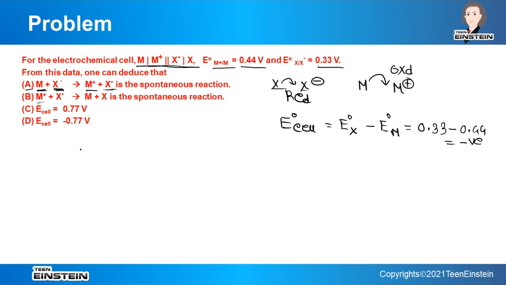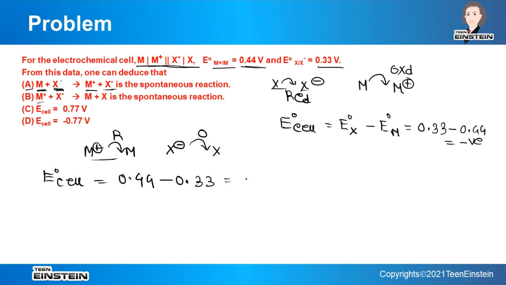Suppose you have very little time in hand, you can easily choose this answer. But we will check it here. Now M plus is reduced to M, so this is reduction, and X minus is oxidized to X, so this is oxidation. Now for E naught cell, we write the reduction side first, which is 0.44, and then 0.33. So this is 0.11. So it is not 0.77 or minus 0.77. The E naught cell value is 0.11.